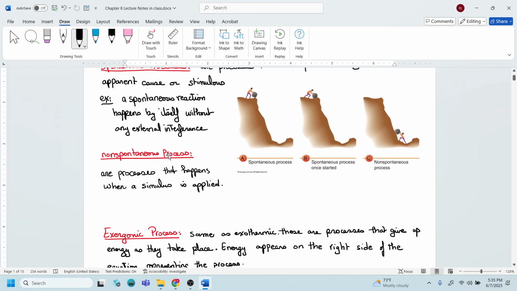So non-spontaneous processes are processes that happen when a stimulus is applied. Like here we are applying force for the rock to climb the mountain. So this is a non-spontaneous process.